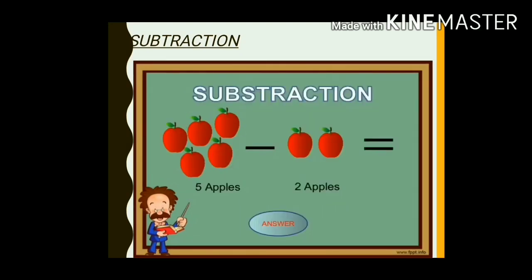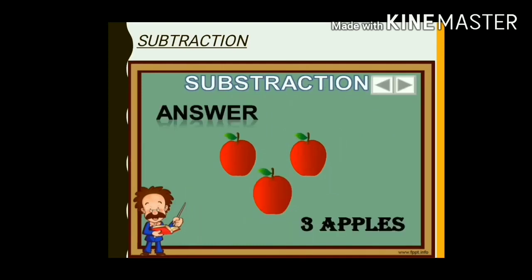So we have over here 5 apples that we are going to subtract, minus 2 apples. 5 apples minus 2 apples will get the answer 3 apples. So children, this is how we subtract. Okay?